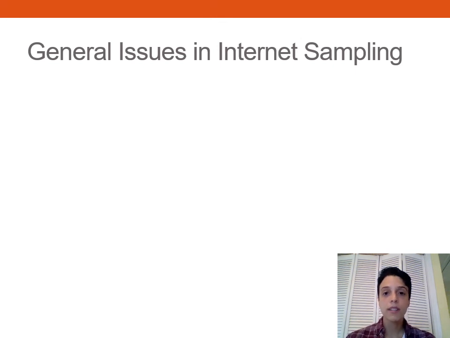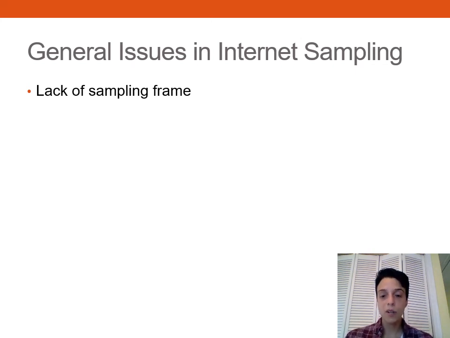So there are a couple of general issues in internet sampling to consider. One is the lack of a sampling frame. As I mentioned before, a sampling frame is the list of elements in a population that you know you can reach with your sampling method. On the internet, this becomes really, really hard because no matter what kind of study you're doing, you don't actually know who has the potential to come in contact with your study. So you don't know the elements in the population that can be reached by your sampling frame.